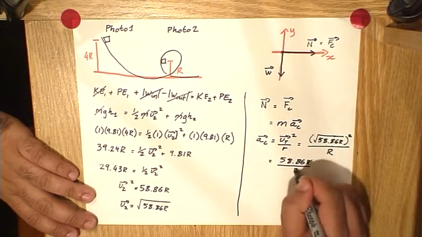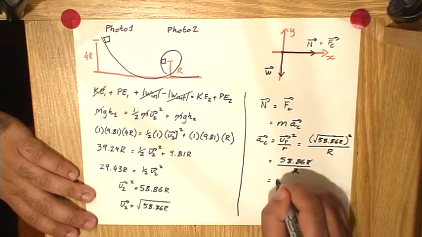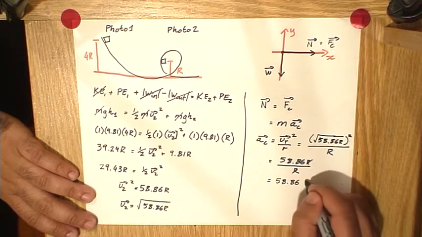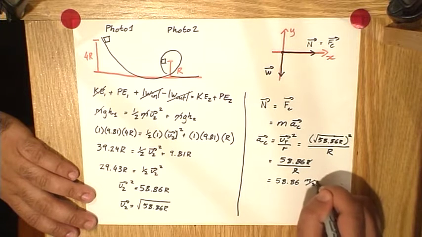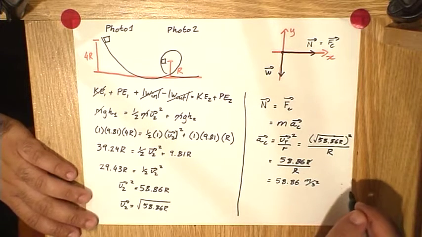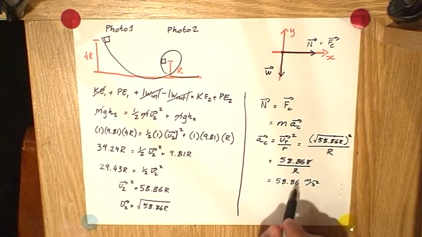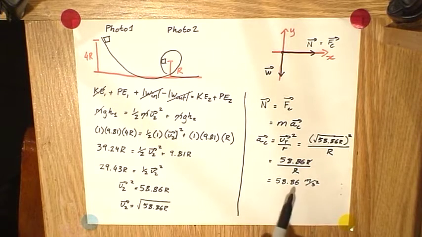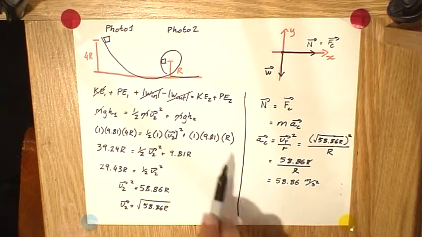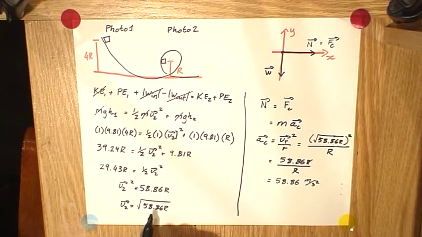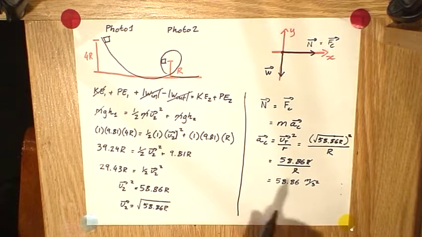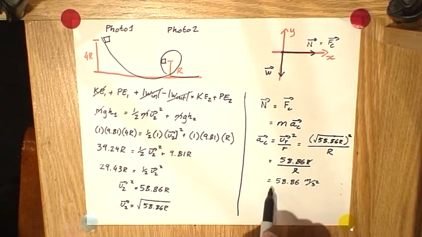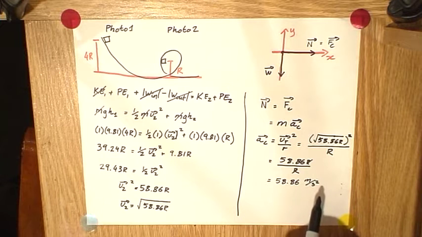The r's cancel out, and we get an acceleration of 58.86 meters per second squared. So this is the acceleration on the block. And interestingly enough, the acceleration does not depend on what the radius is. The velocity depended on the radius, but in the calculation for acceleration, the radius cancels out and you get the same acceleration in all cases.